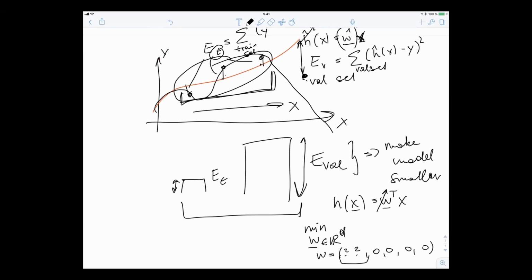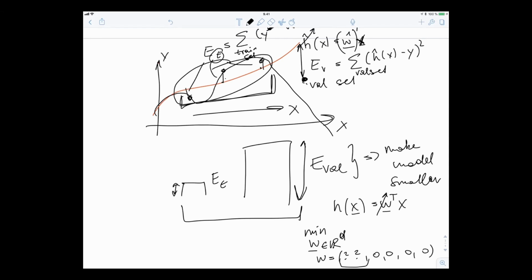What else could we do? We could make the model smaller. Is there another way to improve this situation?